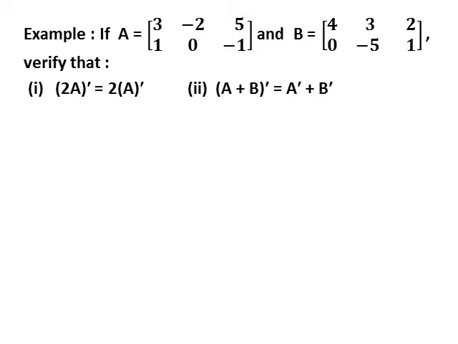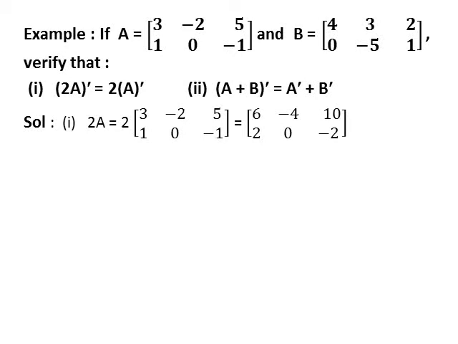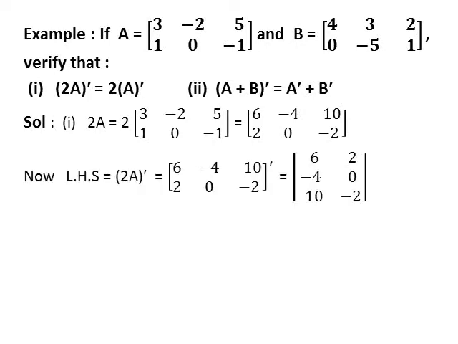In this question, A and B are two matrices of same order, that is 2 by 3, and we will have to verify transpose of 2A equals to 2 into transpose of A, and transpose of A plus B equals to transpose of A plus transpose of B. For first part, first find 2A. For that, multiply each element of matrix A with 2. We get a matrix with elements 6, minus 4, 10 in first row, 2, 0 and minus 2 in second row. Now, take transpose of 2A.